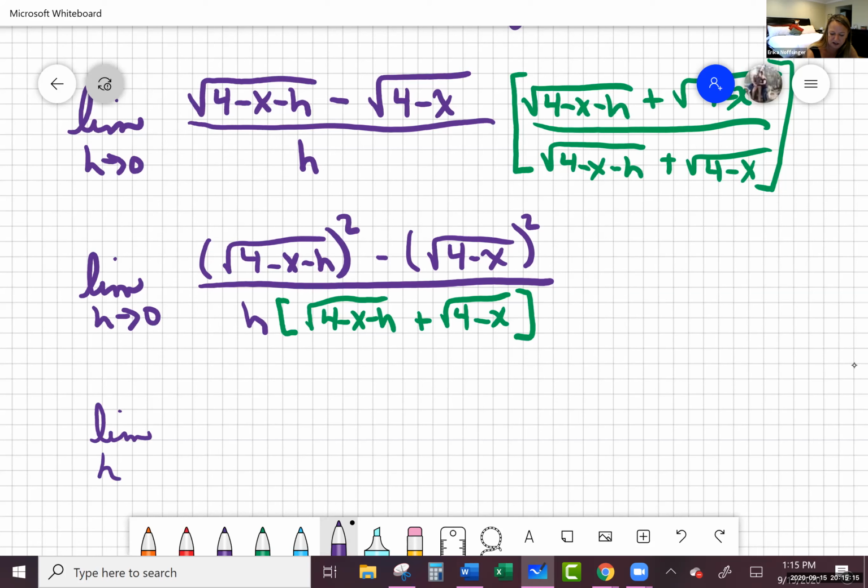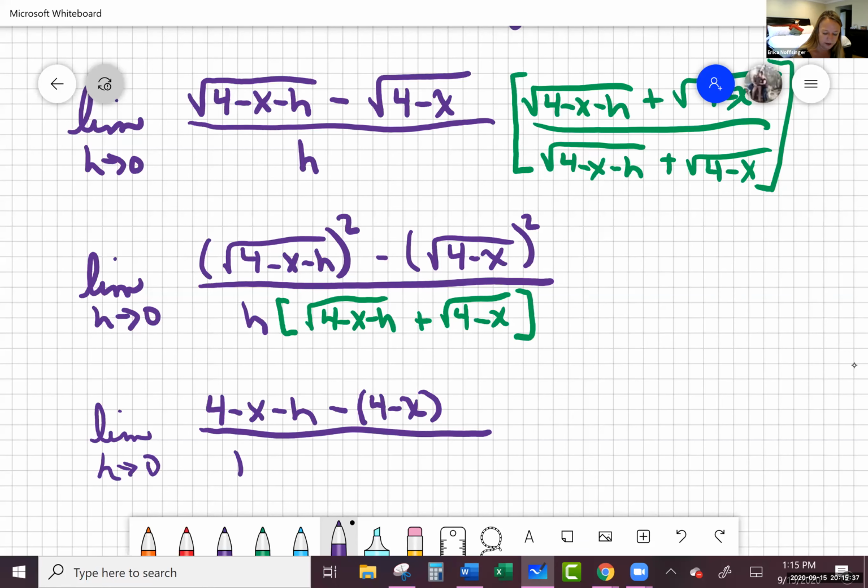So things should start cleaning up. Squaring the square root again just leaves us with the radicand, 4 minus x minus h, minus, be careful because we're squaring the square root and there's more than one term under that radical. So we need parentheses around that 4 minus x, all over h all times the square root of 4 minus x minus h plus the square root of 4 minus x.